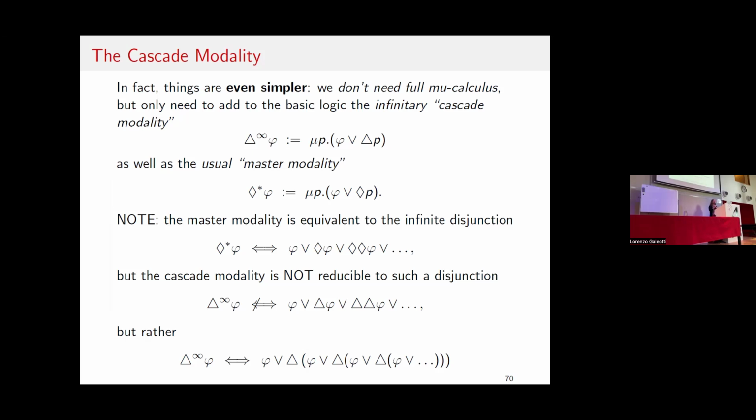So I don't really need full mu calculus for this, but just an infinitary cascade modality, which is this fixed point formula here, which says that either I adopt phi or everybody eventually is going to adopt phi. And I write it as the infinite modality, the influence modality for phi. In addition, you can add the standard master modality for mu calculus to this, which is the triangle star phi. And instead of triangle here, I just have diamond phi. Right? So it's the fixed point formula with the diamond modality, which says that I have at least one friend that has property phi.